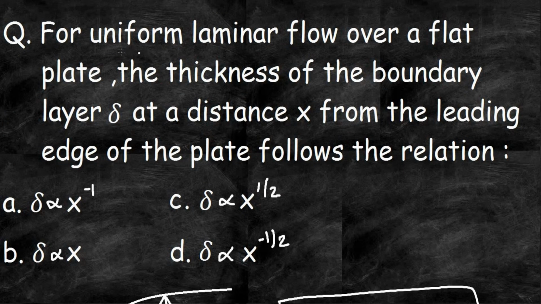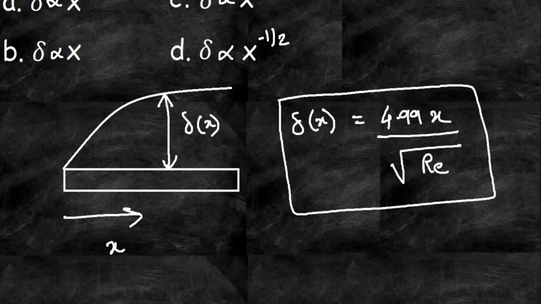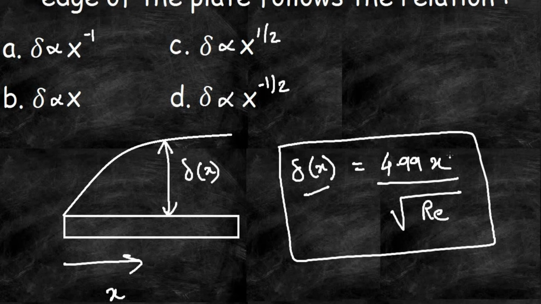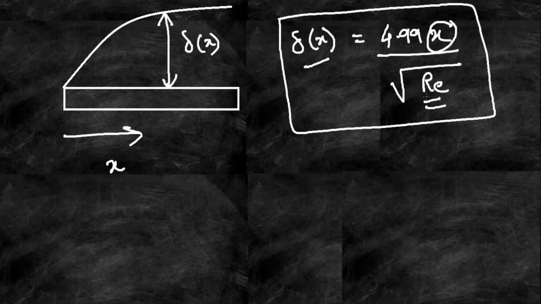Now this is the same thing which has been stated in the question, that the flow is uniform laminar and it is over a flat plate. So this is what we need. Now the most common mistake that most students make is, they will see that delta x is directly proportional to x, hence they will opt for option B. But this is not correct because we have a Reynolds number term in the denominator.